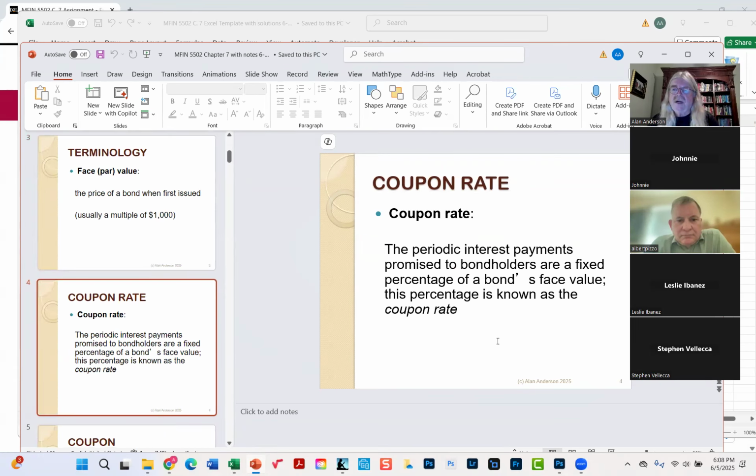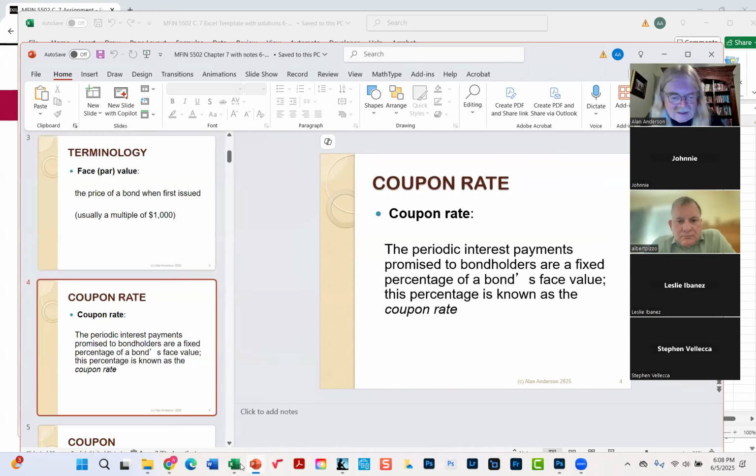Now, the coupon is the interest payment that you'll receive from the bond. The coupon rate tells you what percentage of the face value it represents. So if you're buying a $1,000 face value bond, for example, with an 8% coupon rate, that implies an $80 coupon that you'll be receiving. Although in the United States, at least, instead of getting $80 once a year, it's much more normal to get two semi-annual payments of $40 each.